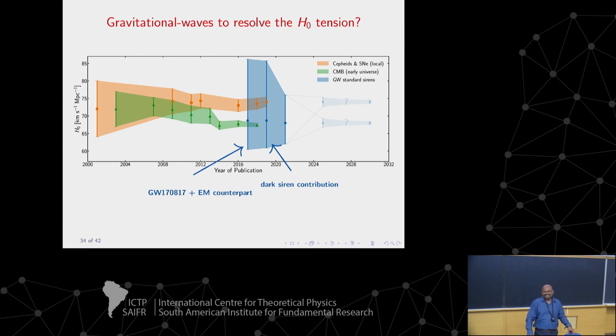So can I have, okay, it's the last one. You talk about sources that have electromagnetic signals as a counterpart for the estimation of H naught. Can you have sources with other kinds of signals that can be used as counterparts? Like neutrinos, for example?